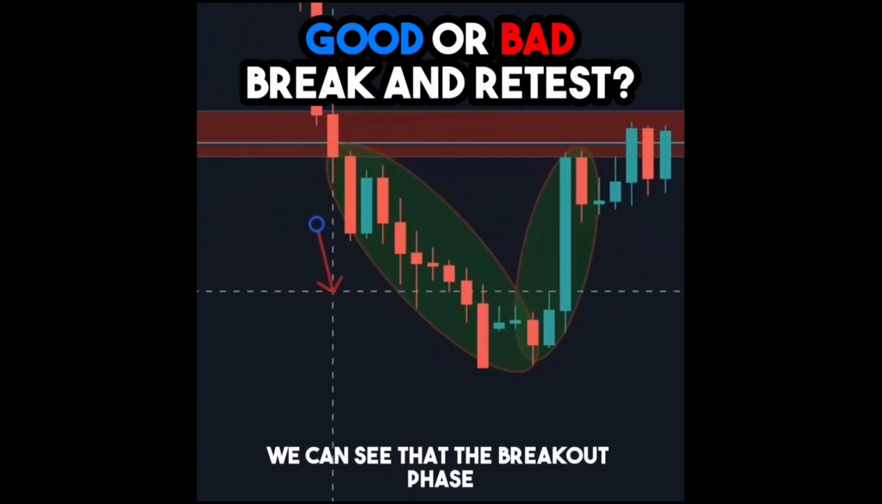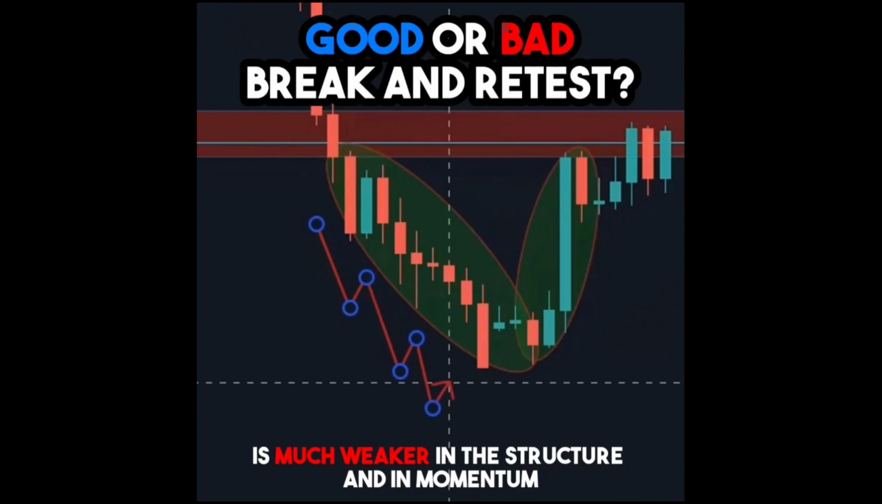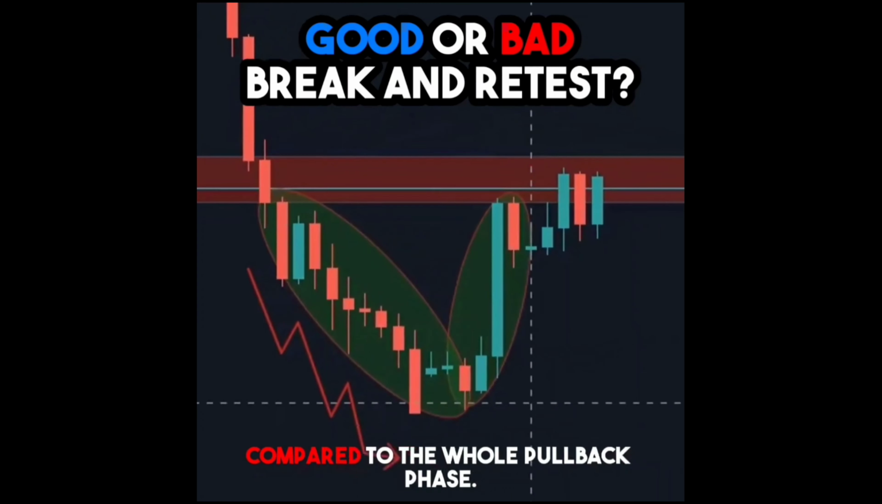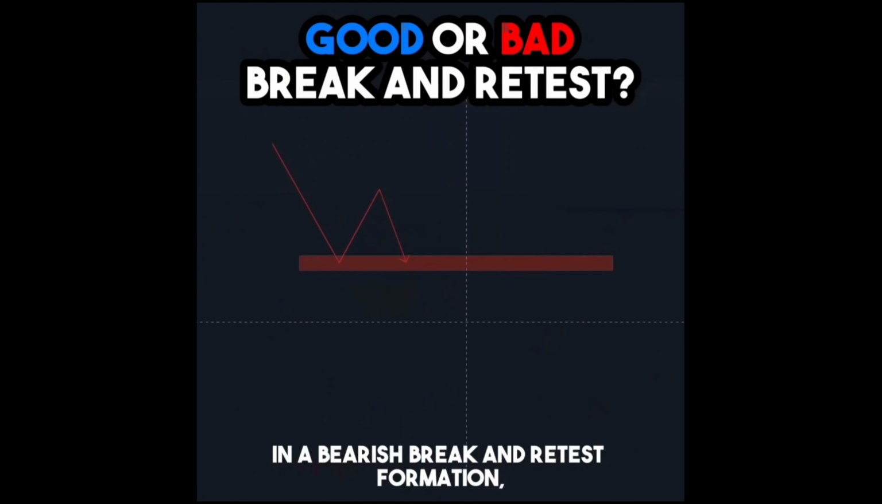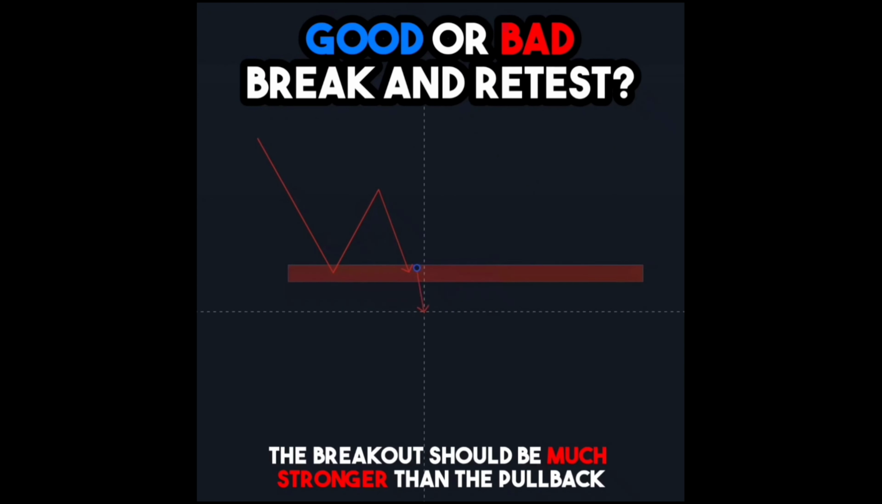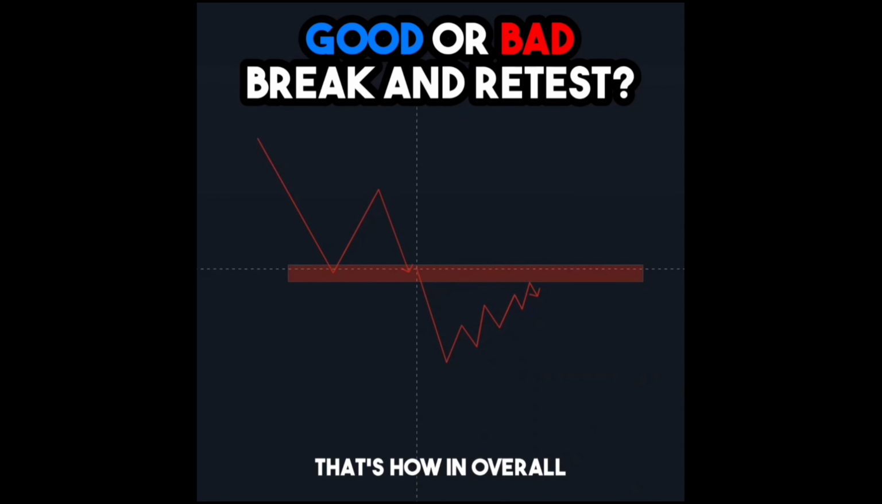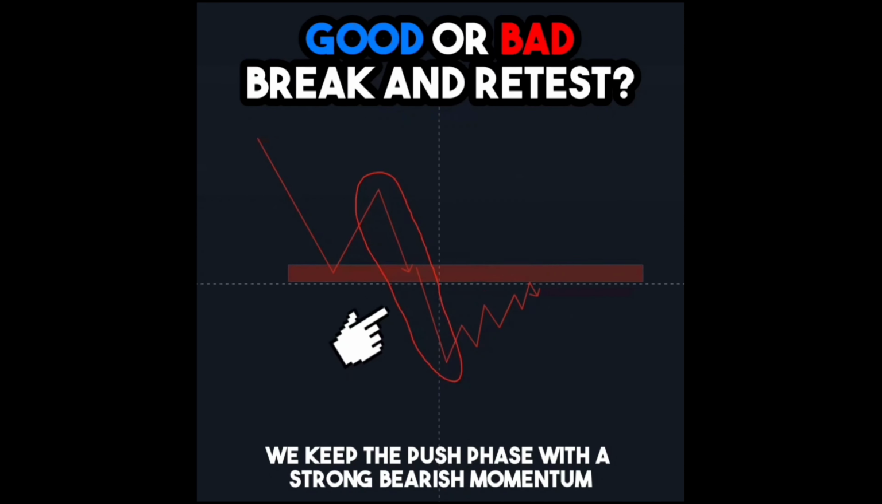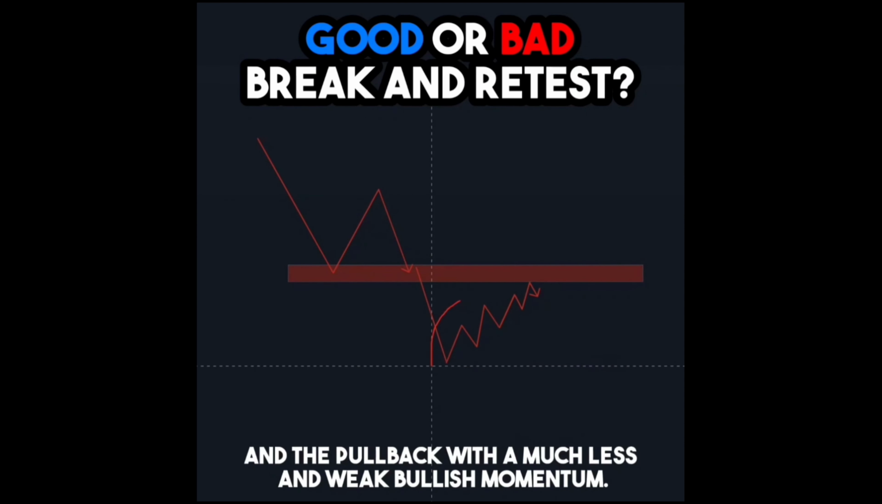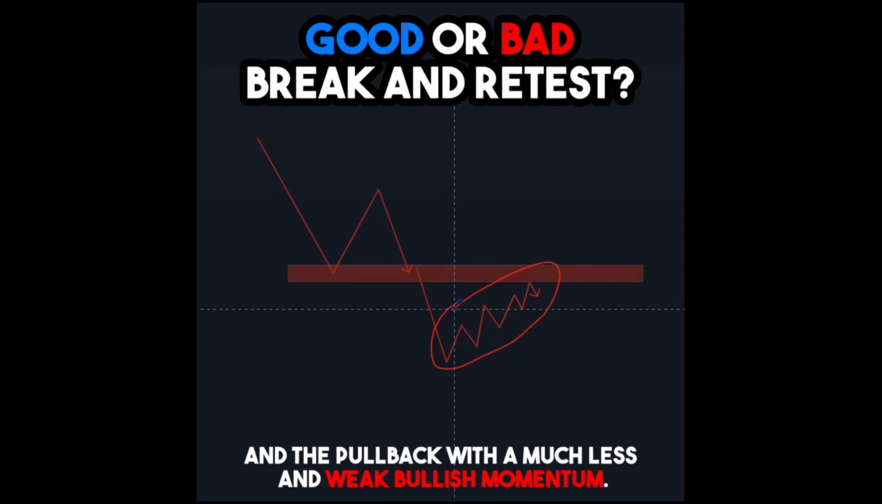We can see that the breakout phase is much weaker in the structure and in momentum compared to the whole pullback phase. In a bearish break and retest formation, the breakout should be much stronger than the pullback, and the pullback must have less momentum. In the overall structure, that's how we keep the push phase with a strong bearish momentum, and the pullback with a much less and weak bullish momentum.